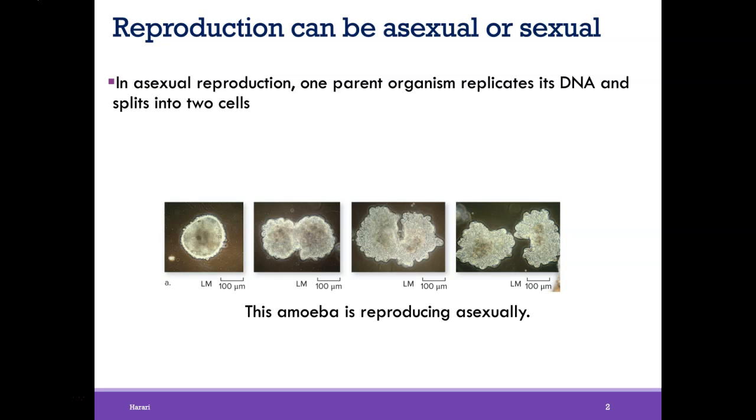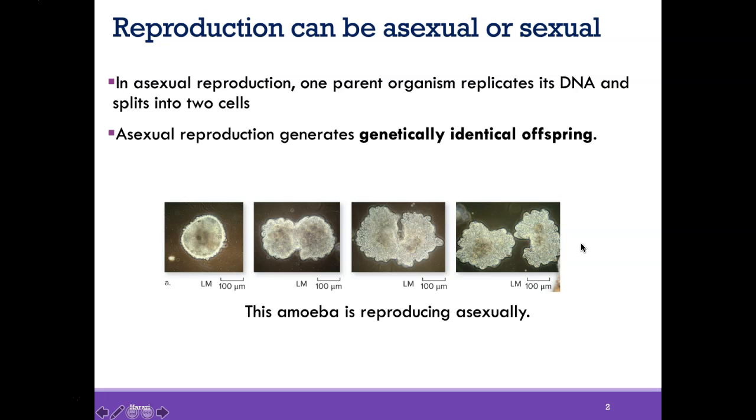So, reproduction doesn't have to be sexual. Reproduction can be asexual or sexual. And asexual reproduction is done by several types of organisms that include bacteria, archaea, and some single-celled eukaryotes, such as this amoeba right here. And in asexual reproduction, there's one parent that replicates its DNA and splits into two cells. This is basically mitosis and cytokinesis. You're starting off with one cell, it duplicates its DNA, and divides into two. So asexual reproduction gives us genetically identical offspring.